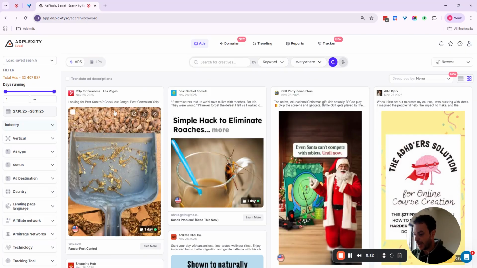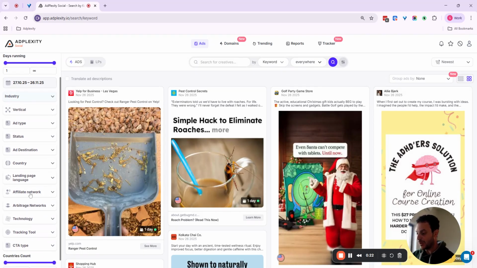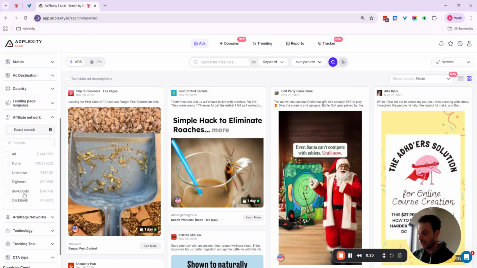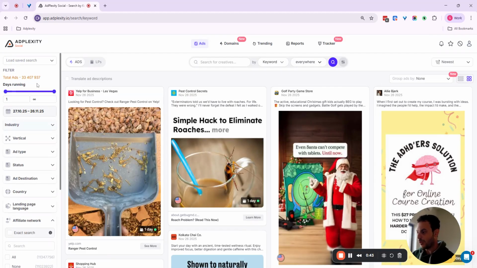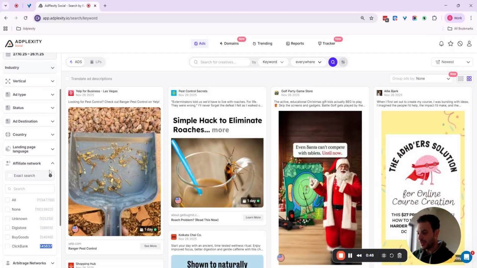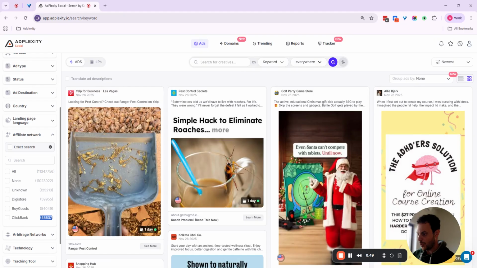With Adplexity, we make it very simple to find different campaigns, different ads that belong to different affiliate sources or affiliate networks in this case, because we have a filter which makes it very easy. So we have identified already in our platform almost 60,000 campaigns, ads from Digistore, 54,000 from BuyGoods, and 45,000 from ClickBank. So this is quite a significant amount of numbers. We're talking about probably over 150,000 ads in total, and this is only for the last 30 days. So this is a ton of data that you can leverage when doing your research.